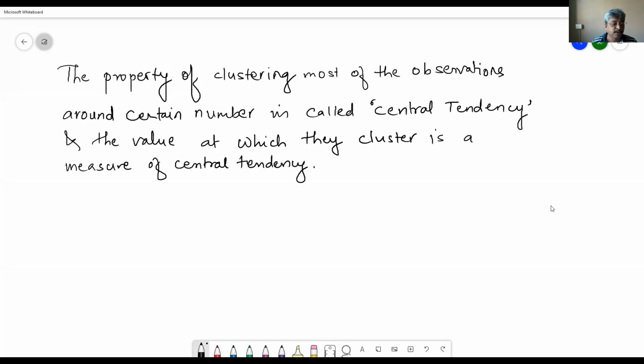So there are three types of measures. One, arithmetic mean. Two, median. Three, mode.